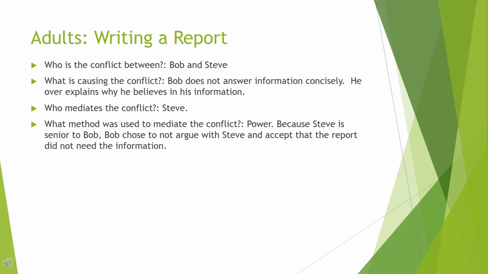What method was used to mediate the conflict? Power. Because Steve is senior to Bob, Bob chose not to argue with Steve and to accept that the report did not need the added information.